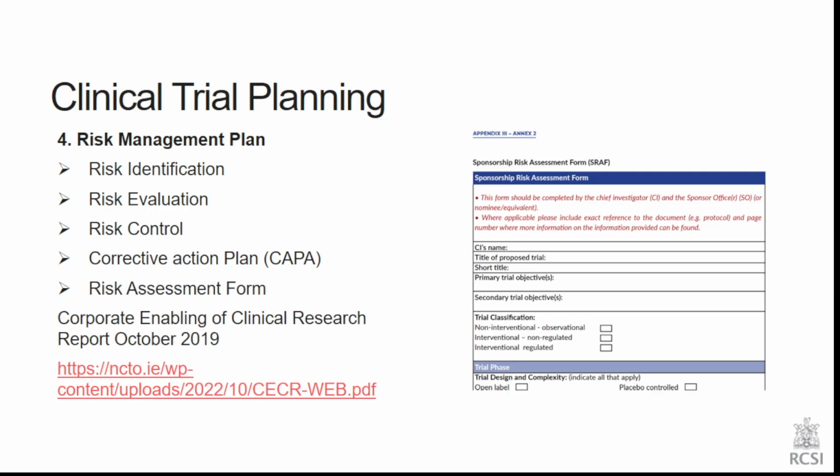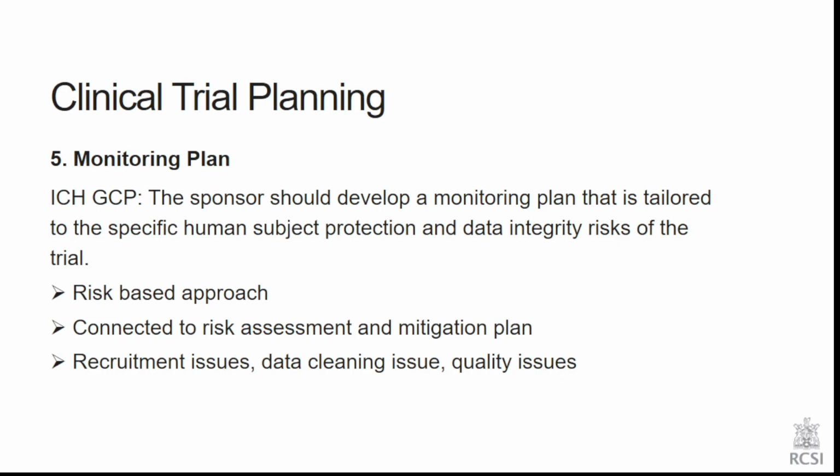The risk management plan is another tool that's available on the corporate enabling document, and this has really come into play in more recent years, and a requirement now from a regulatory perspective that you identify your risk, you evaluate your risk, and you control your risk throughout the course of the clinical trial. You put in your corrective action plans as you're going and make sure that it's done appropriately. And also then the monitoring plan is another tool you can't do without now. You need to make sure that you have your monitoring defined up front. The risk-based approach is very much the way to go now.